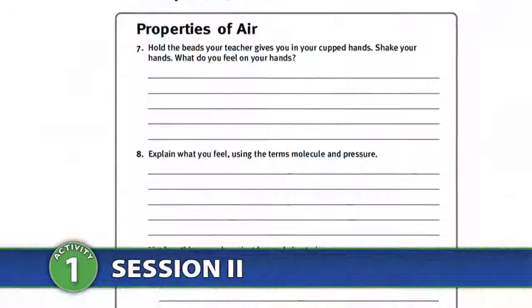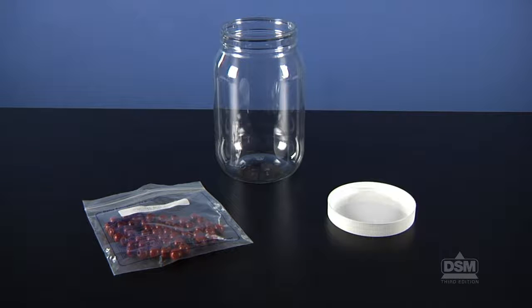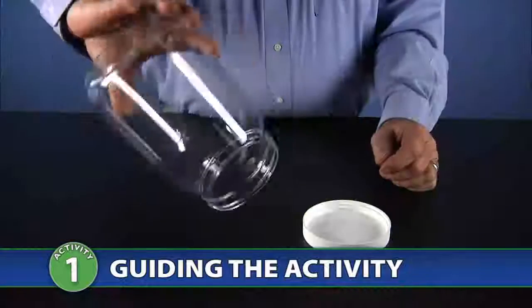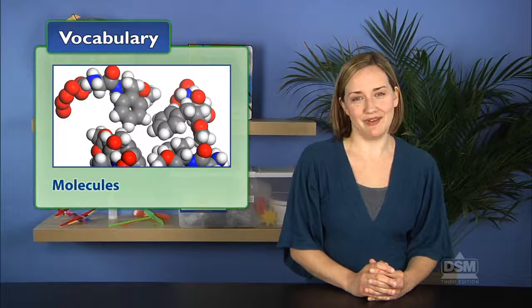To prepare for Session 2, make a copy of Activity Sheet 1, Part B for each student. You will need a bag of beads and a plastic jar with a lid for a demonstration. To begin Session 2, hold up the plastic jar and lid and ask students, what is inside this jar? By now, they should know that the empty jar is really filled with air. Remind students that air is a mixture of different gases. Most gases are made up of particles too small to be seen, called molecules.